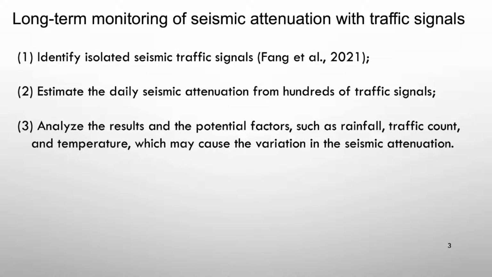Since the seismic attenuation carries the information of the underground, we give 3 potential factors that may cause the changes of the underground properties, which are rainfall, traffic count, and the temperature. The last 2 factors are the main factors, which may change the pavement health.